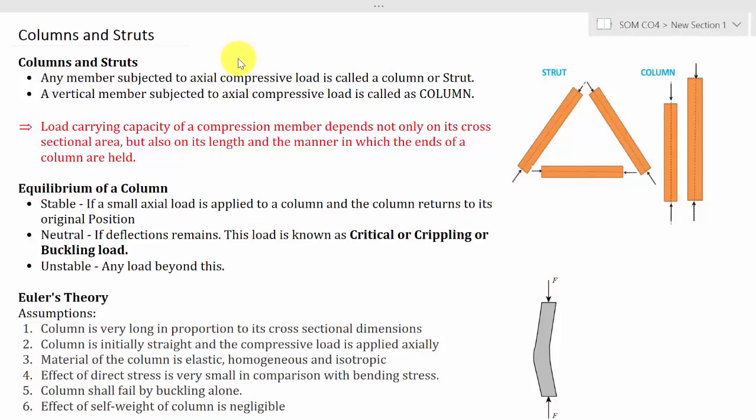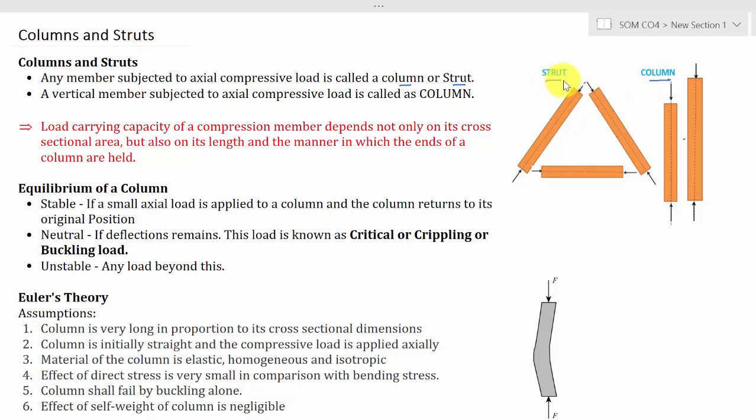In this lecture, we are going to discuss the basics of columns and struts and the basics of Euler's theory. First, we'll start with what is a column and what is a strut. Any member subjected to axial compressive load is called a column or strut. But the difference is when the member is vertical, then it is called a column.